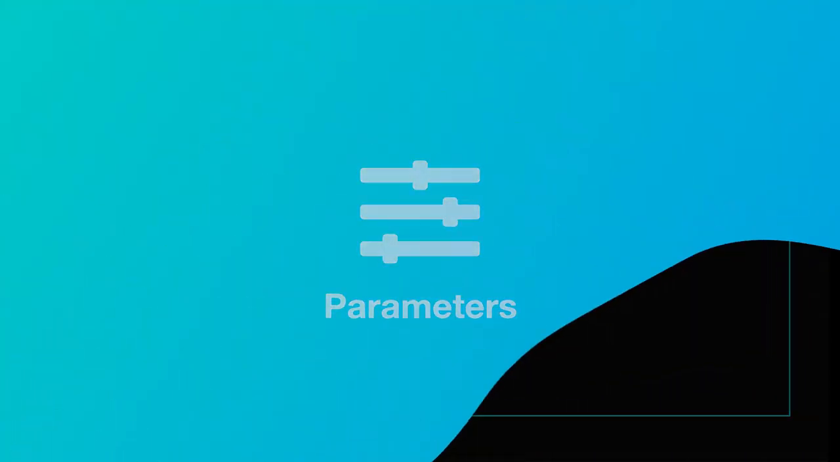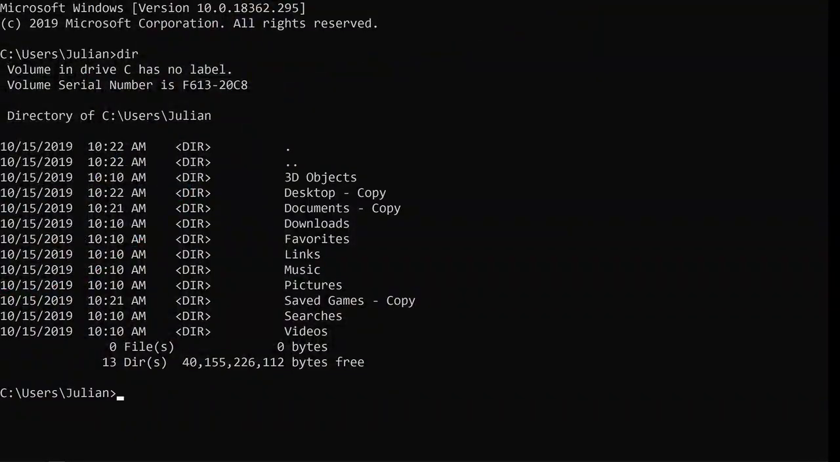Parameters. While that's all well and good, what if we want to change the way a command works? To do that, we will need to learn parameters. Parameters, also known as options or arguments, are specific words, letters, or symbols that can be typed after any command to make it function in a specific way.